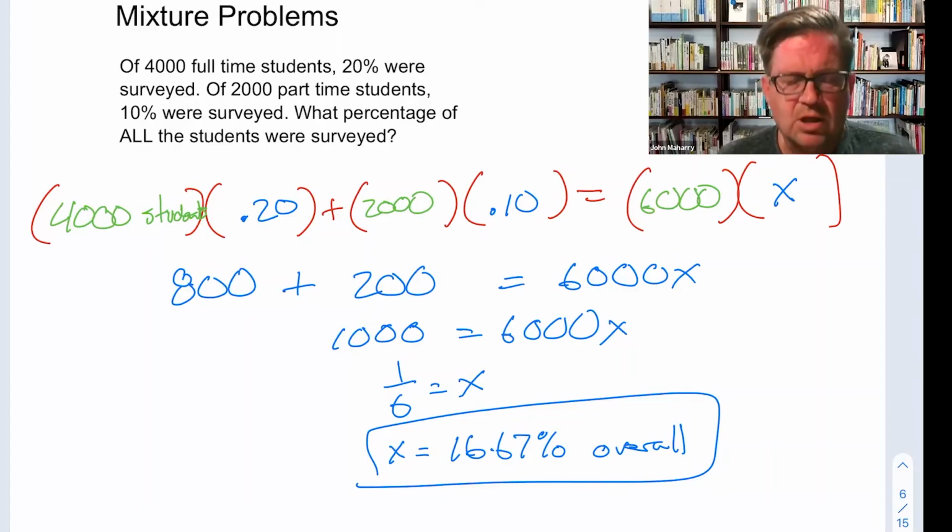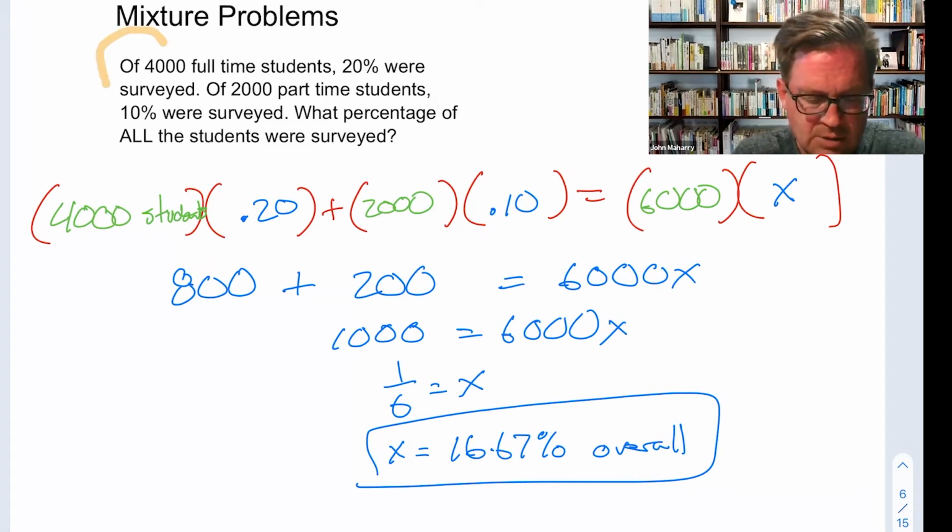I wanted to do a second video about mixture problems that talks about an intuitive way to think about them as an averaging, as a weighted average of the low rate and the high rate. So let's start with some examples. So let's suppose we have this problem here.